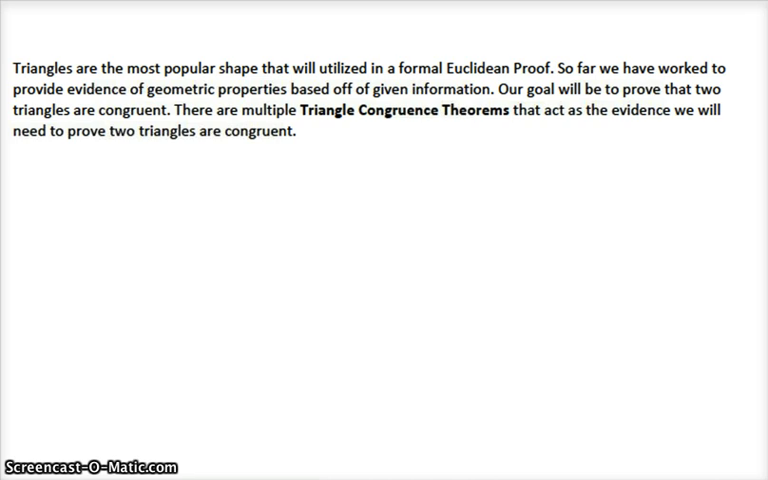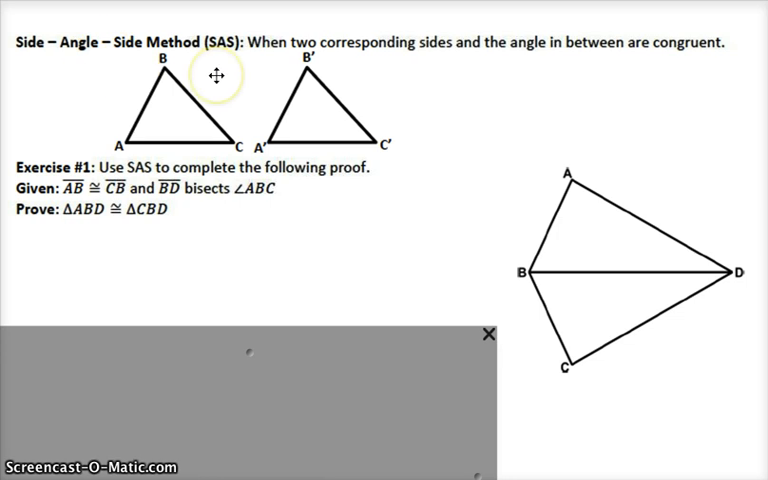So really, we're going to be using triangle congruence theorems to prove why triangles would have to be equal to each other. Now remember, congruent just means it's the same figure in a different location. All the length and angle measures should be preserved if we have two congruent shapes. So if I get into this first one here, one of my triangle congruence methods is the side angle side method. So that's when you have two corresponding sides and the angle in between are congruent.